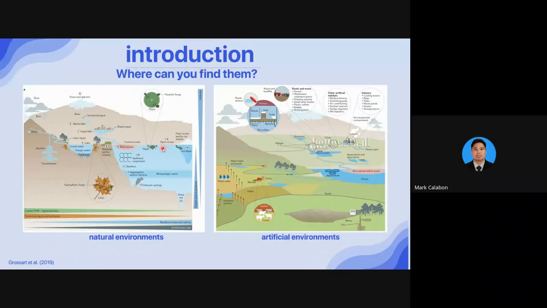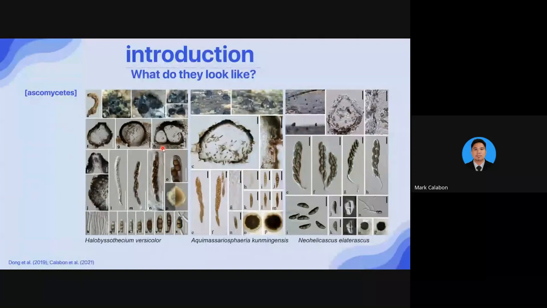They can also be found in other artificial environments, for example, an aquaculture setup in marine environments, or a mariculture system in an estuary, wherein there are different substrates. Then you can find aquatic fungi or marine fungi there.